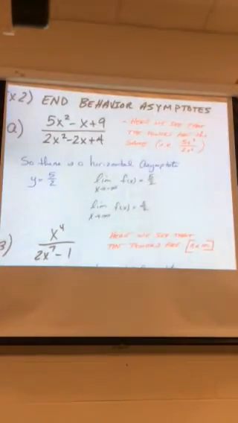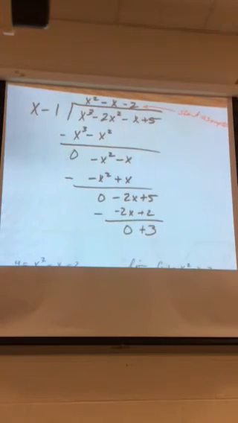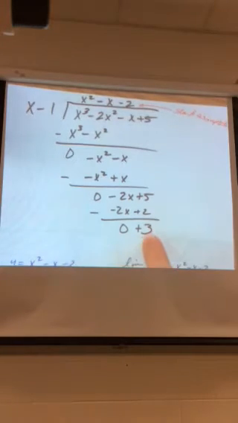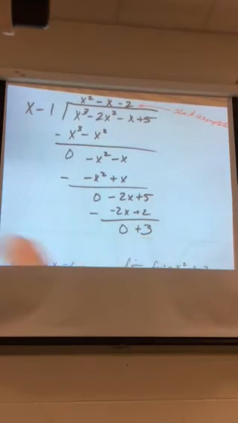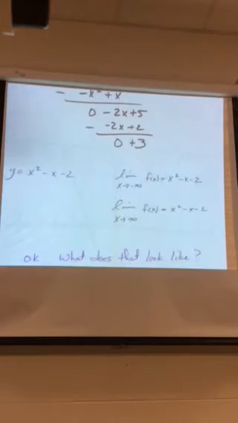Well, let's go back to here, and let's take a look at our slant asymptote. So we take it and we divide. We go through the long division process. We end up with x squared minus x minus 2. That's our slant asymptote. We do end up with a remainder of 3. We don't care about the remainder. All we care about is what we get before the remainder. So there's your slant asymptote. We get a slant asymptote of y equals x squared minus x minus 2. So the limit as x approaches negative infinity is that. As x approaches positive infinity is that.